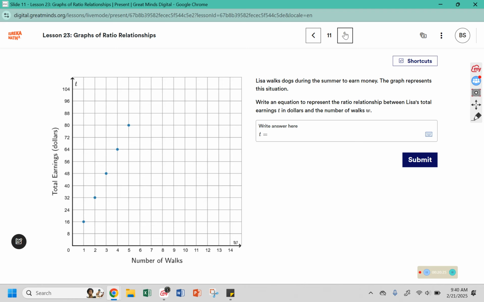Lisa walks dogs during the summer to earn money. The graph represents the situation. Write an equation to represent the ratio relationship between Lisa's total earnings T in dollars and the number of walks W. Well, let's look. For one walk, it is $16. So that value of the ratio is 16, and she earns $16 per walk.